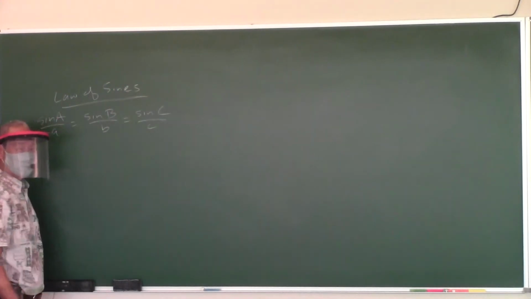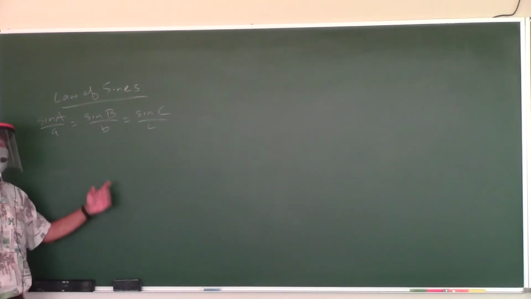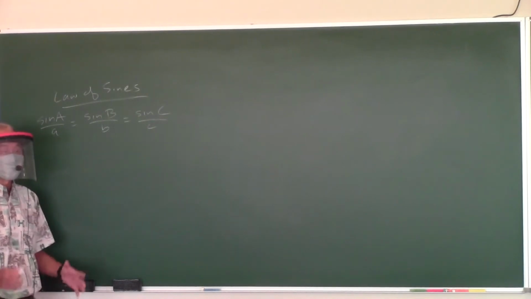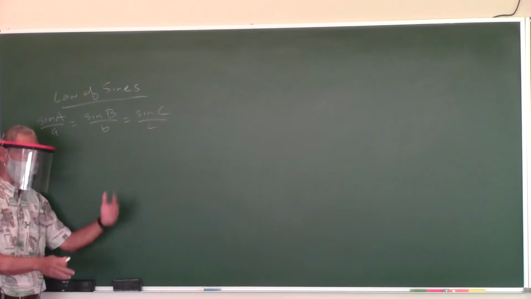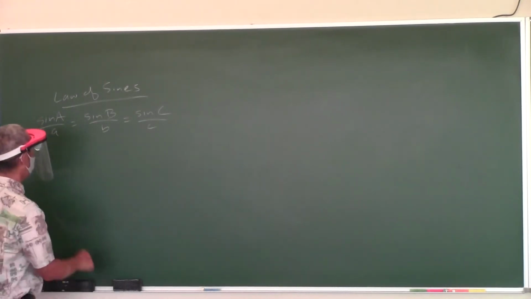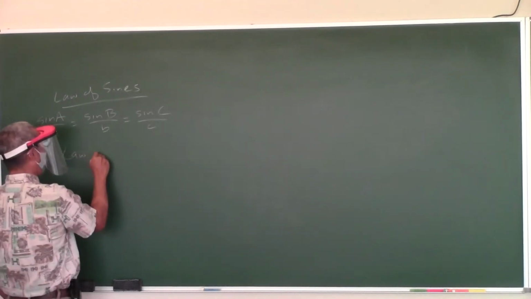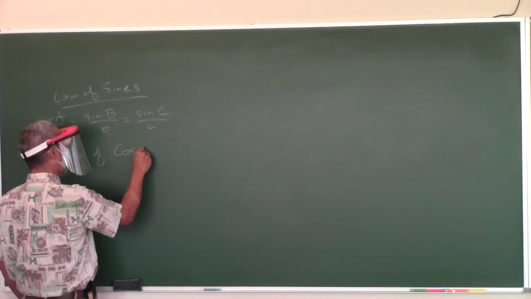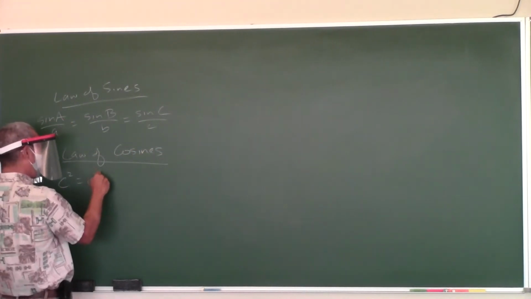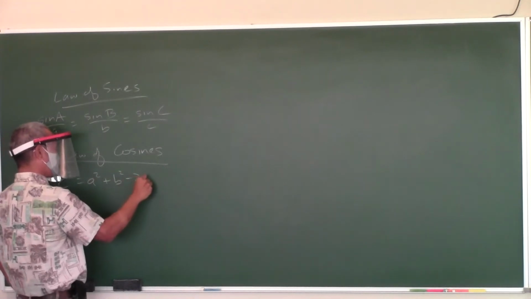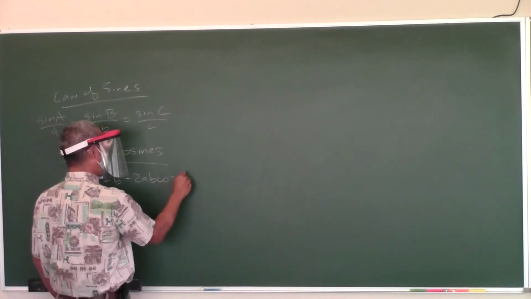Do you know why they call it the law of sines? Because there's sine in it. Every single year, there's always one or two people who switch the law of sines and cosines. I'm not sure why. And then the law of cosines, c squared equals a squared plus b squared minus 2ab cosine c.